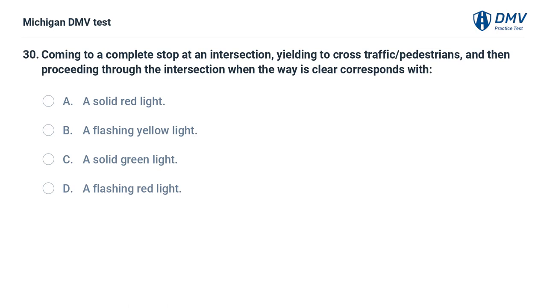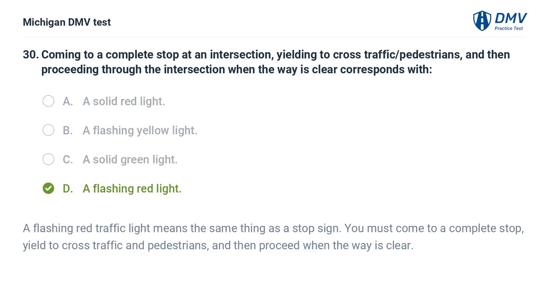Coming to a complete stop at an intersection, yielding to cross traffic, pedestrians, and then proceeding through the intersection when the way is clear corresponds with A. a solid red light. B. a flashing yellow light. C. a solid green light. D. a flashing red light.